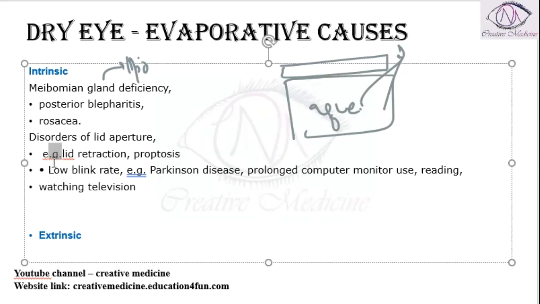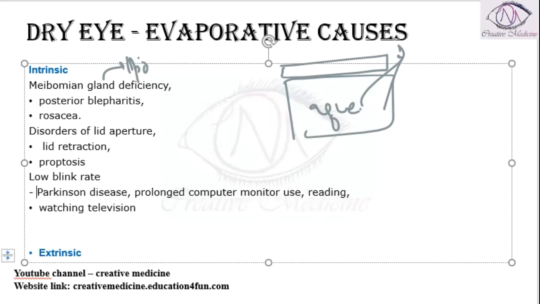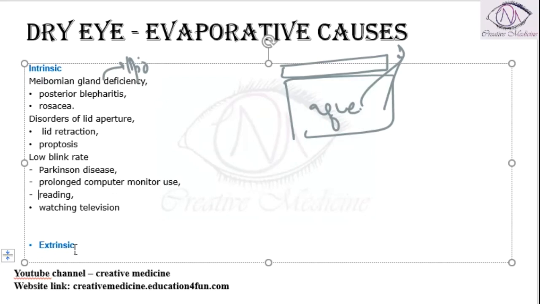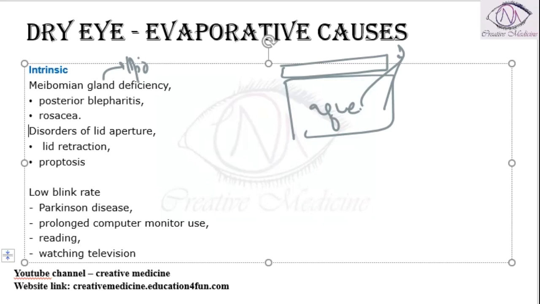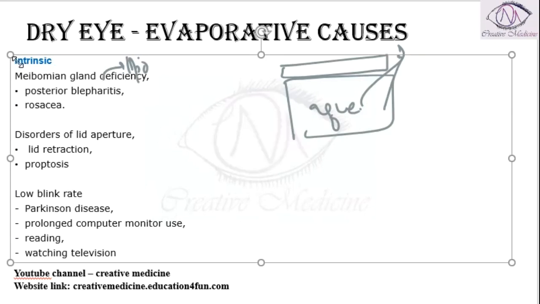Or some disorders of closure of eyelid aperture. If the eyelid is not closed properly, then obviously there will be increased chances of evaporation. Then sometimes low blink rate. In some conditions like Parkinson's disease or prolonged computer use or prolonged reading or by watching television for prolonged state, in these conditions the patient will blink very less. So this can also result in evaporative causes of dry eye.